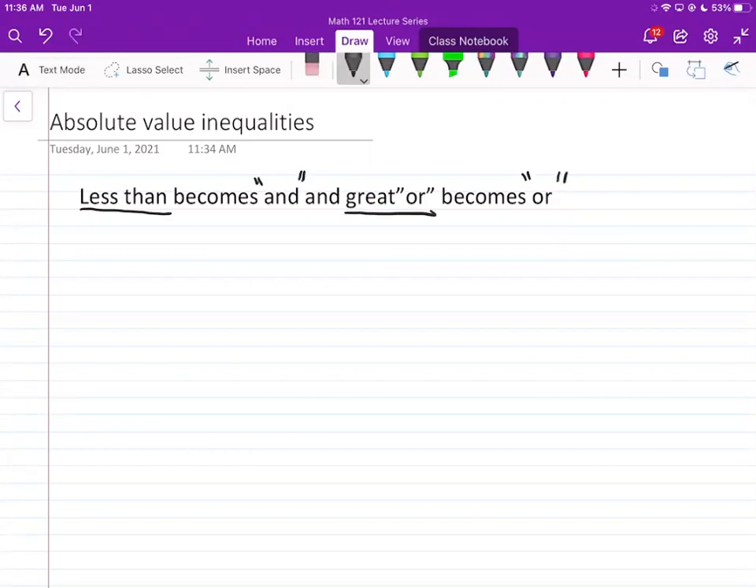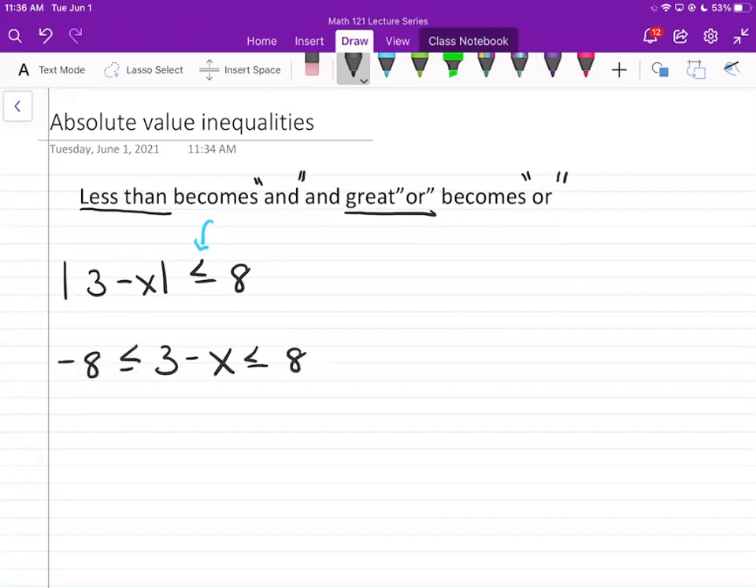Now, what do we mean by that? Well, let's start with something like this. And I like to bring out my Southern twang on this. So less than becomes and. Notice this is a less than statement. So we're going to take what's inside the absolute value and we're going to put it in between the value, both positive and negative. So less than becomes and.